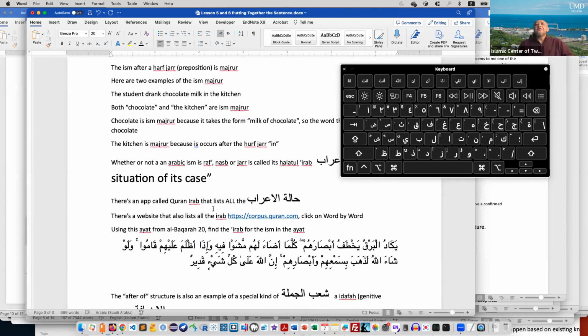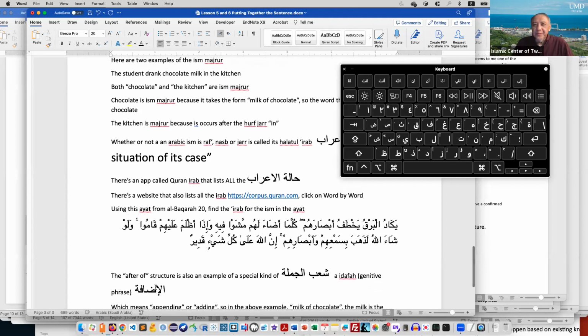Okay. Can you find the rafa, the isim marfu in this ayah? Let's find the isim marfu in this ayah. Yakadu al-barqu yakhtafu absarahum kullama adaa lahum mashaw fihi. Okay, so who sees the first isim marfu? In other words, either the doer or the subject, right? Or the khabar.